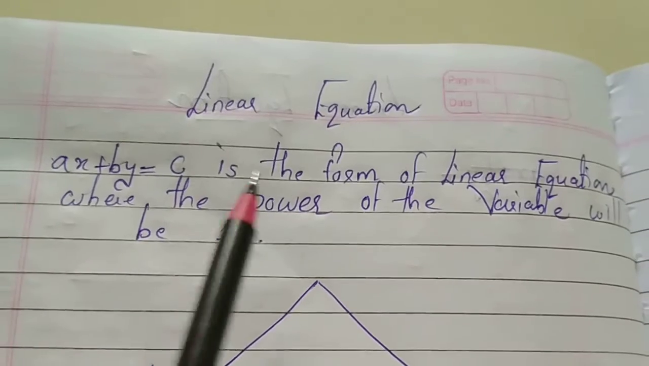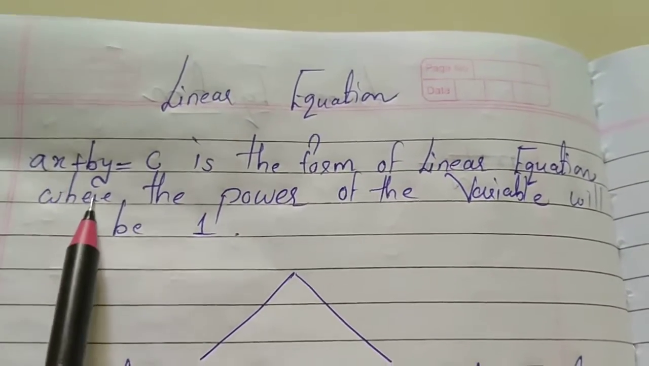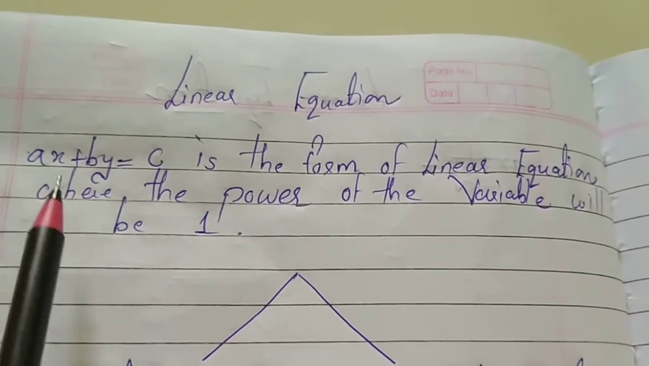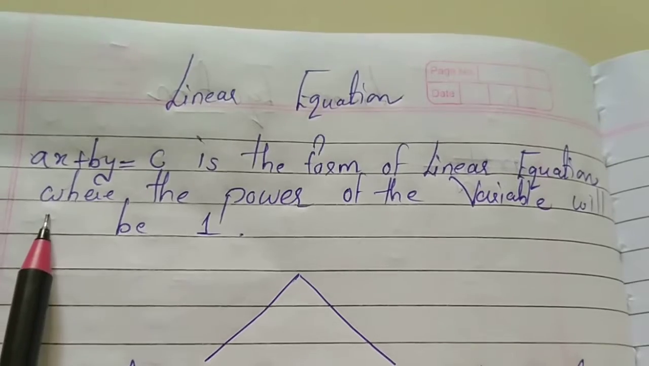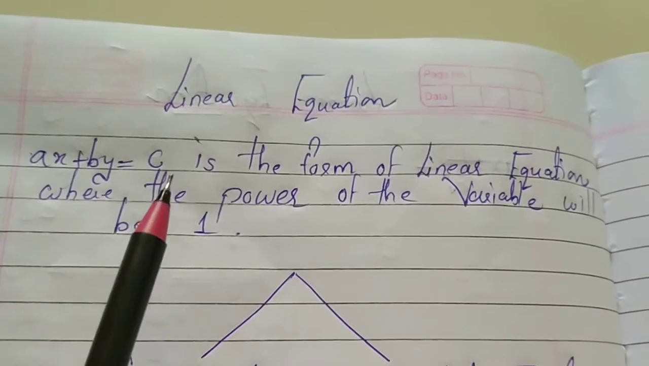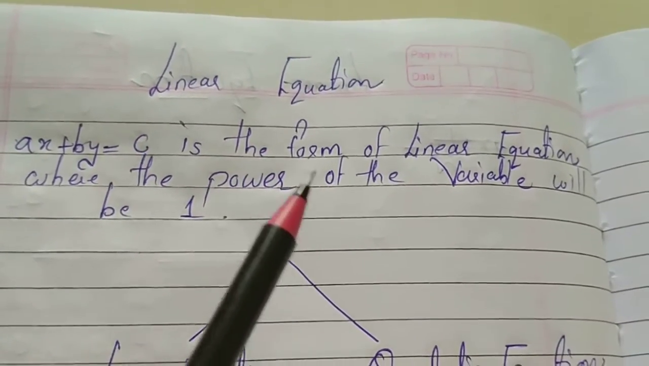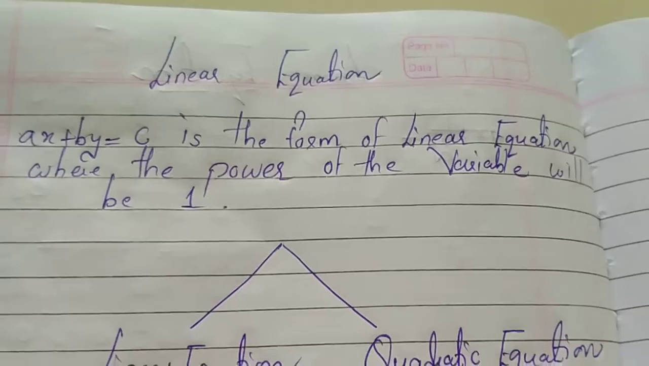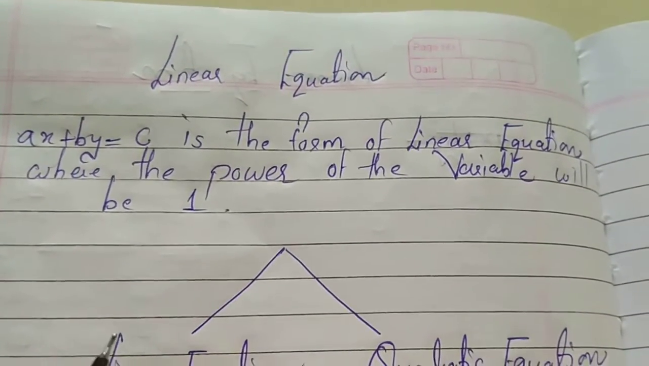That means wherever the x term is there, always the x term will be first and then the number term. Sign can change. It can be minus or it can be plus. Only the thing is that your x term should be first, then your y term, and then the last one, the c term, which should be after the is equal to sign. That is the form of a linear equation. And the second important thing is the power of the variable should be 1.